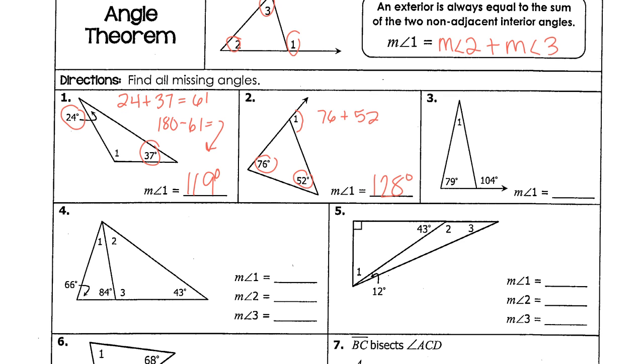On number 3, it already gave us the exterior angle. It told us it's 104, so we're going to have to work backwards. So all you have to do now is subtract the 79 from 104, and you get 25 degrees.